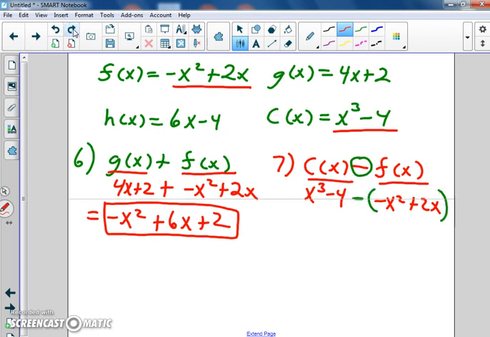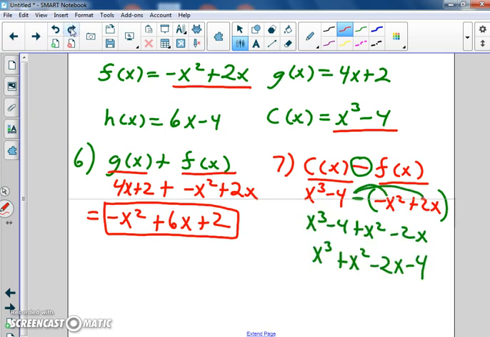Now distribute the negative and combine your like terms. X cubed plus x squared minus 2x minus 4. Question number 8.